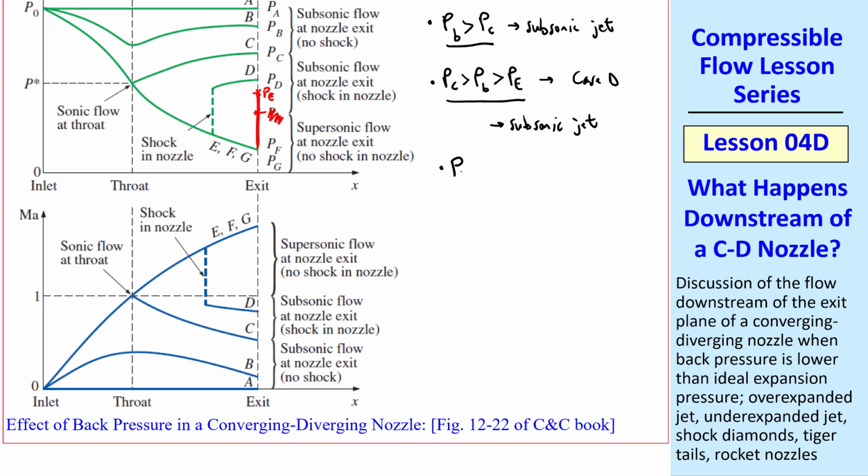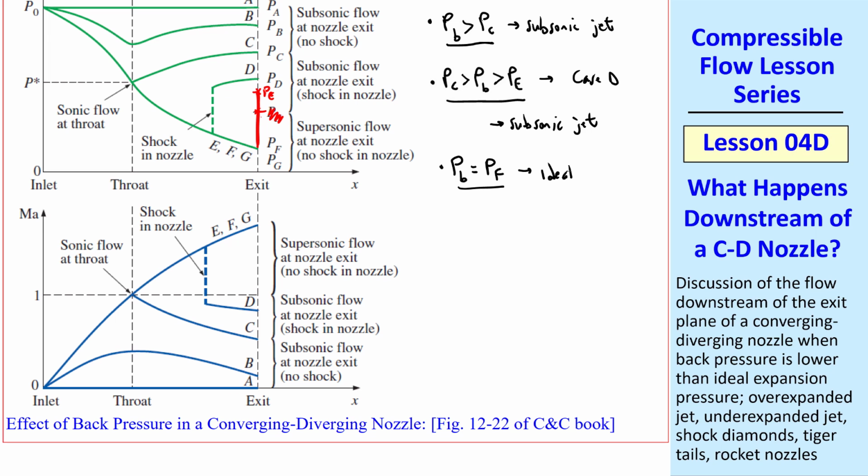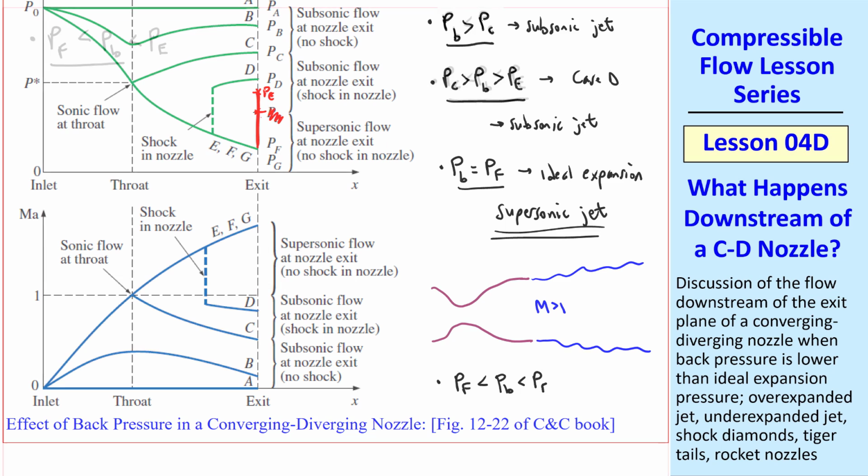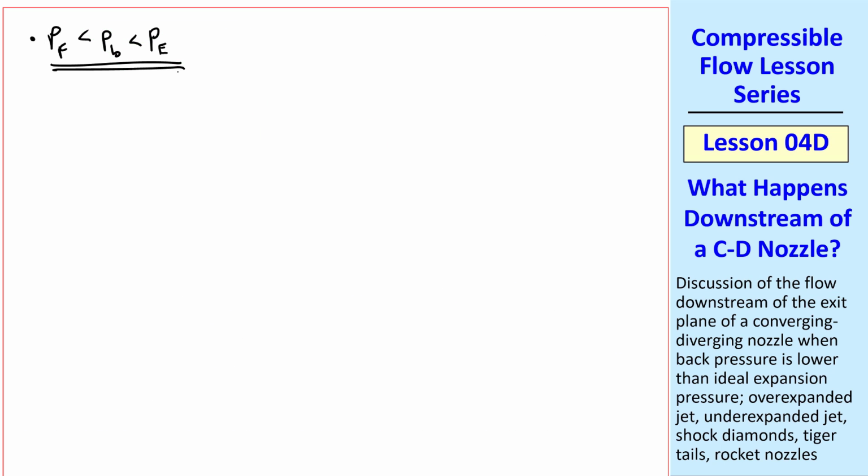And as we discussed last time, when PB equals PF, we have ideal expansion, and the jet that comes out the exit is supersonic, but nice and straight. The jet looks something like this, eventually becoming subsonic, of course, as it expands and slows down. I want to concentrate now on the case when PB is greater than PF, but less than PE, in between these two points on our pressure plot.